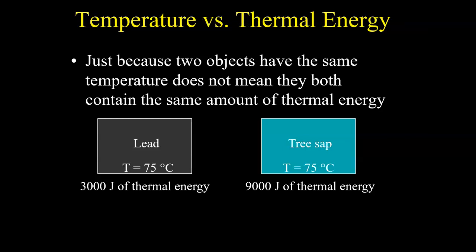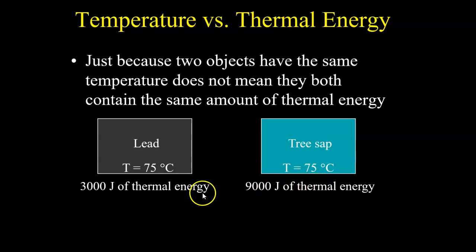We talked about this before. Just because two objects have the same temperature does not mean that both contain the same amount of thermal energy. So for example, we have lead, we have tree sap. Same temperature, meaning by definition the atoms have the same average kinetic energy, right? Because they have the same temperature of 75 degrees Celsius. But the tree sap has more thermal energy.